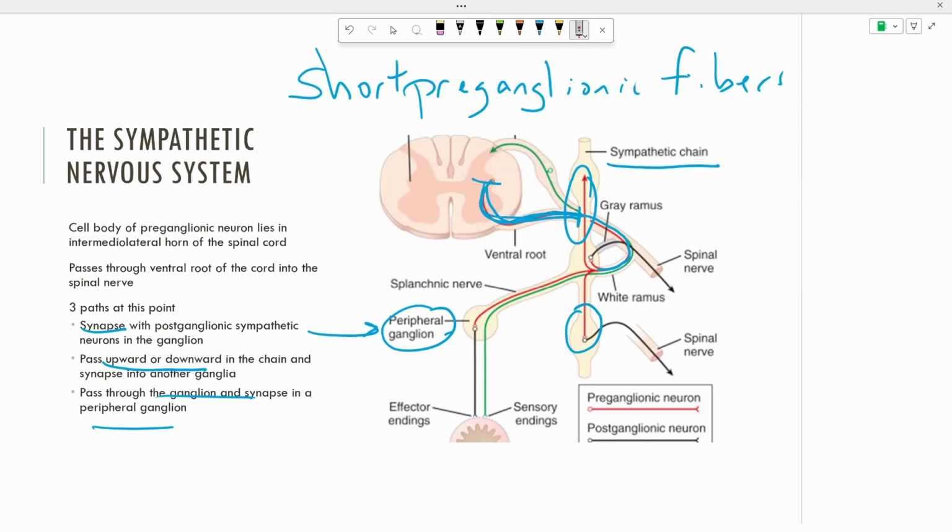So sympathetic has short preganglionic fibers, but long postganglionic. Once you have this synapse here, this ganglion, this is going to be a long nerve going wherever it's got to go. Just know sympathetic has a short preganglionic and a long postganglionic. Parasympathetic is just the opposite. They have long preganglionic and short postganglionic. And we'll have a thing to demonstrate that in a few slides to put it all together.